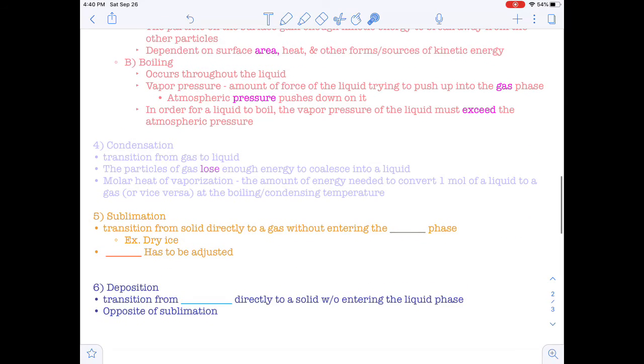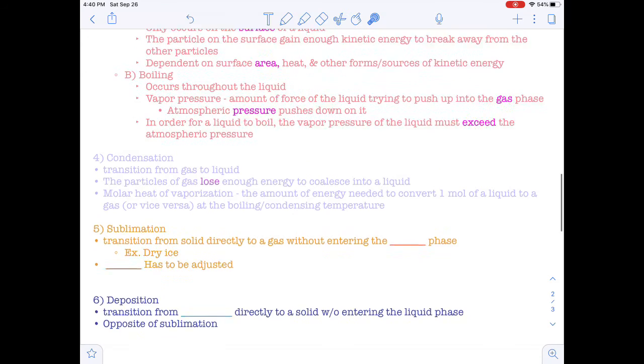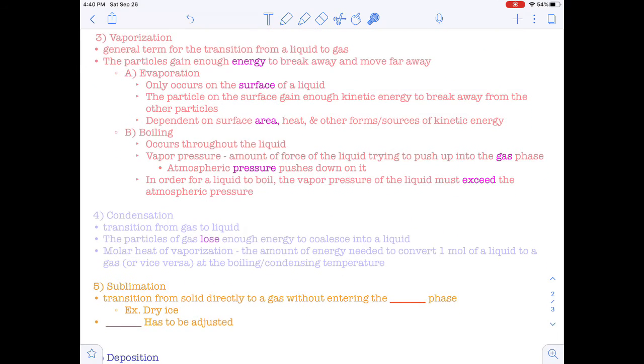And so for boiling, or for vaporization, when you're converting from a liquid to a gas, it's going to be positive, whereas for condensation, it's going to be negative because you're losing the energy in order to coalesce it into a liquid.